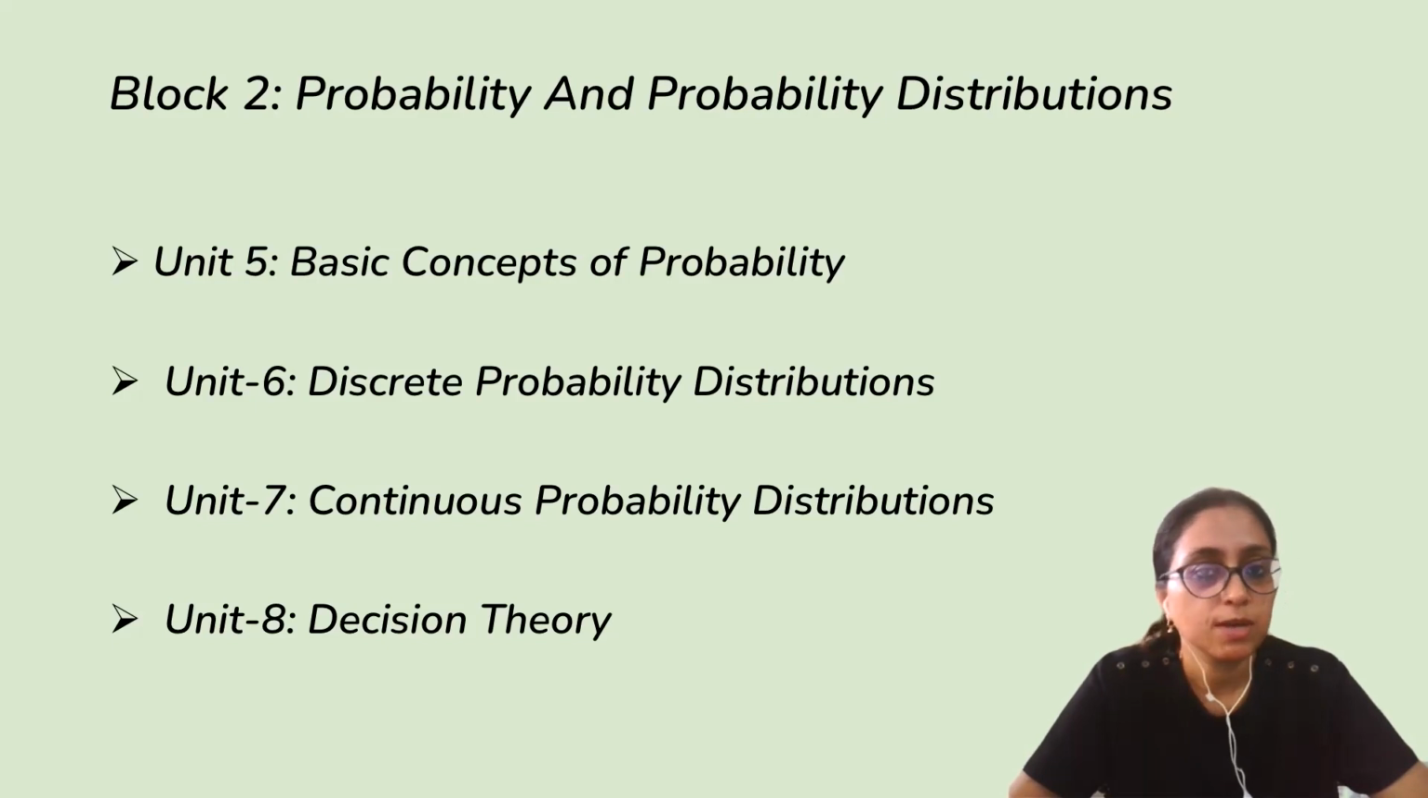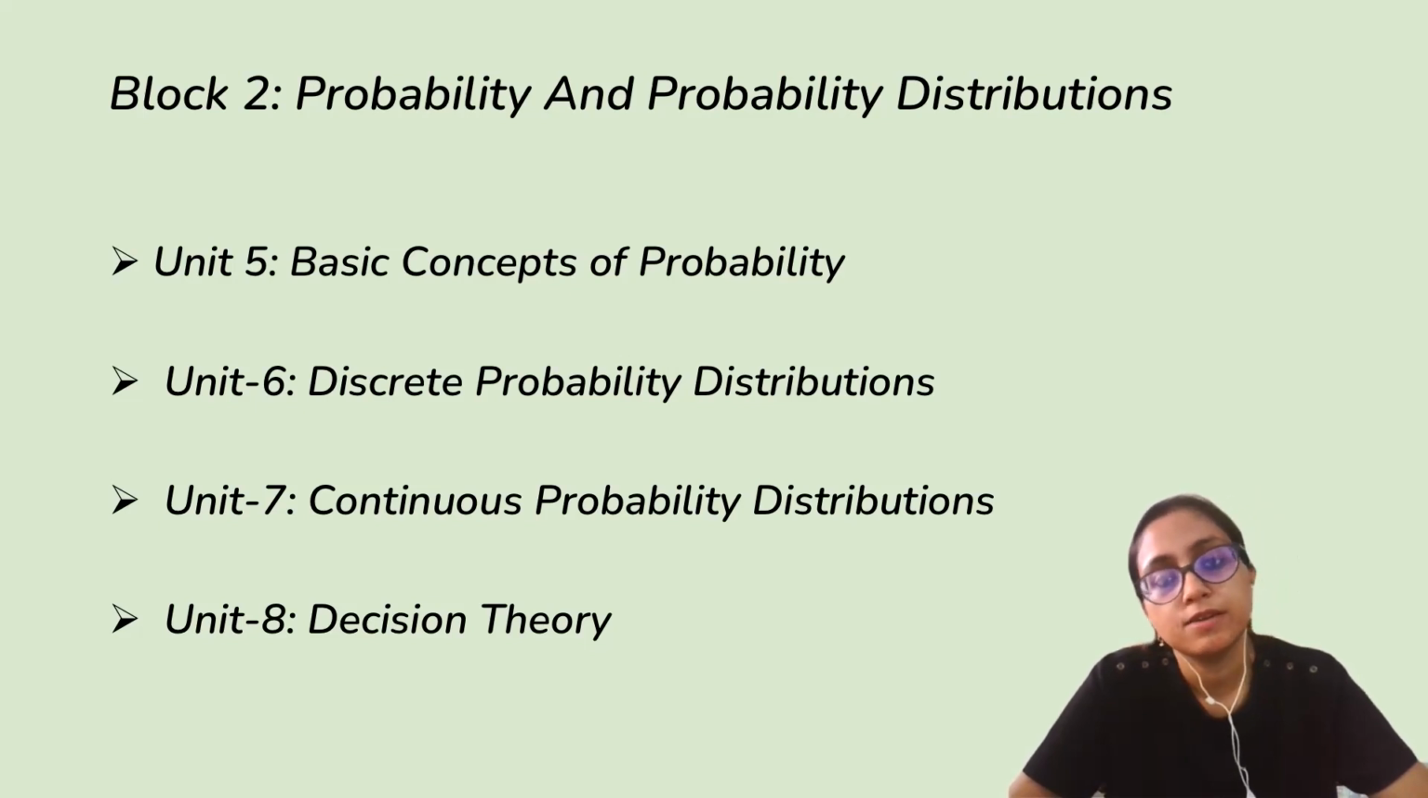Basically, there are 2 types of probability distribution. First is the discrete probability distribution, which we'll be studying in unit 6. Discrete probability distribution is basically for discrete variables, which do not take fractional values, and continuous probability distribution, which we'll study in unit 7. Continuous probability distribution is for variables which are continuous. We'll study these distributions as we go through the units.